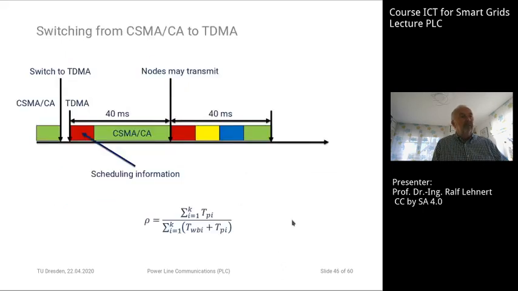So switching from CSMA/CA to TDMA means we have in all cases a slotted system. The entire slot length of G.hn is 40 milliseconds. This is fixed, and in this you can use part of it for scheduling information, meaning is this a CSMA or is this TDMA? And in the case of TDMA, you have fixed slot sizes. In this case, 4 slots of 10 milliseconds each.